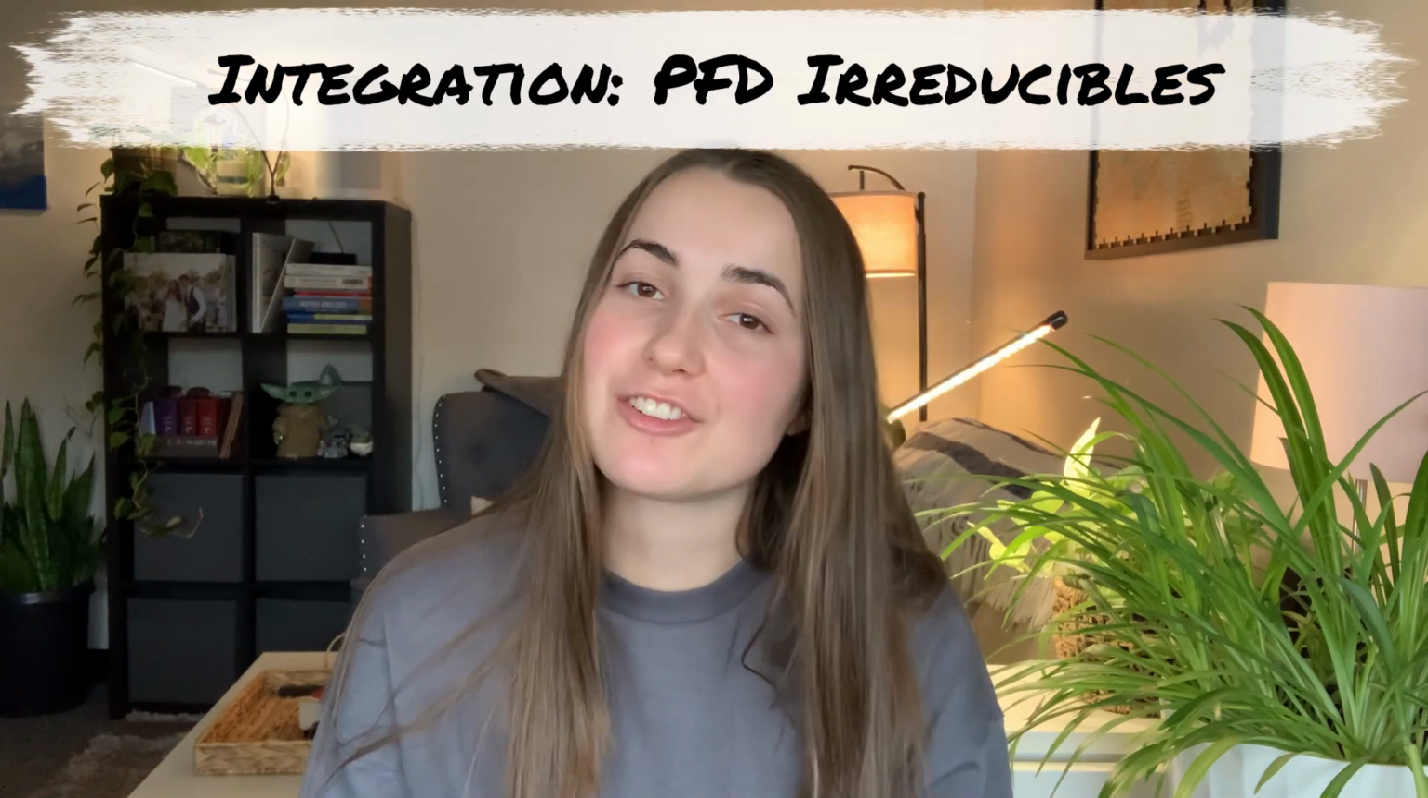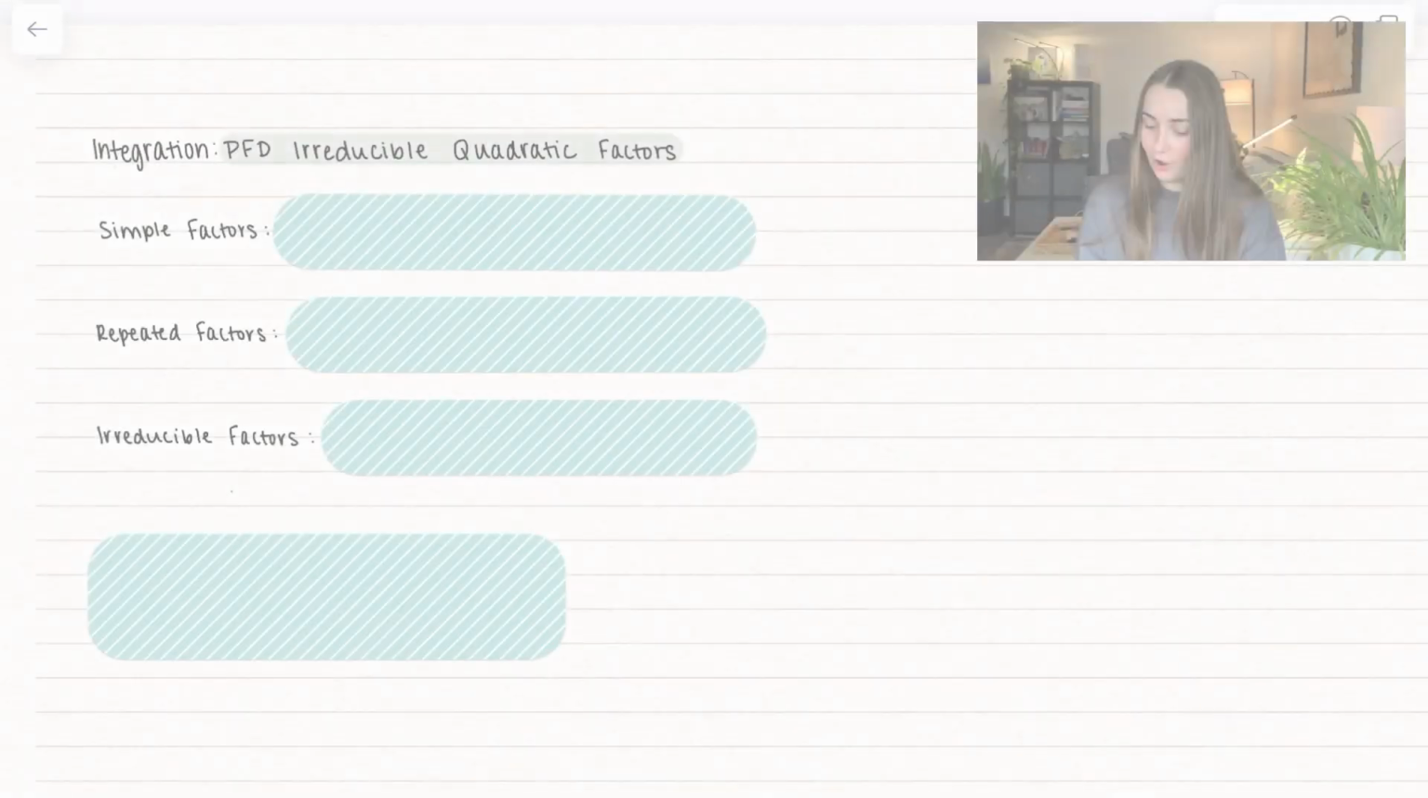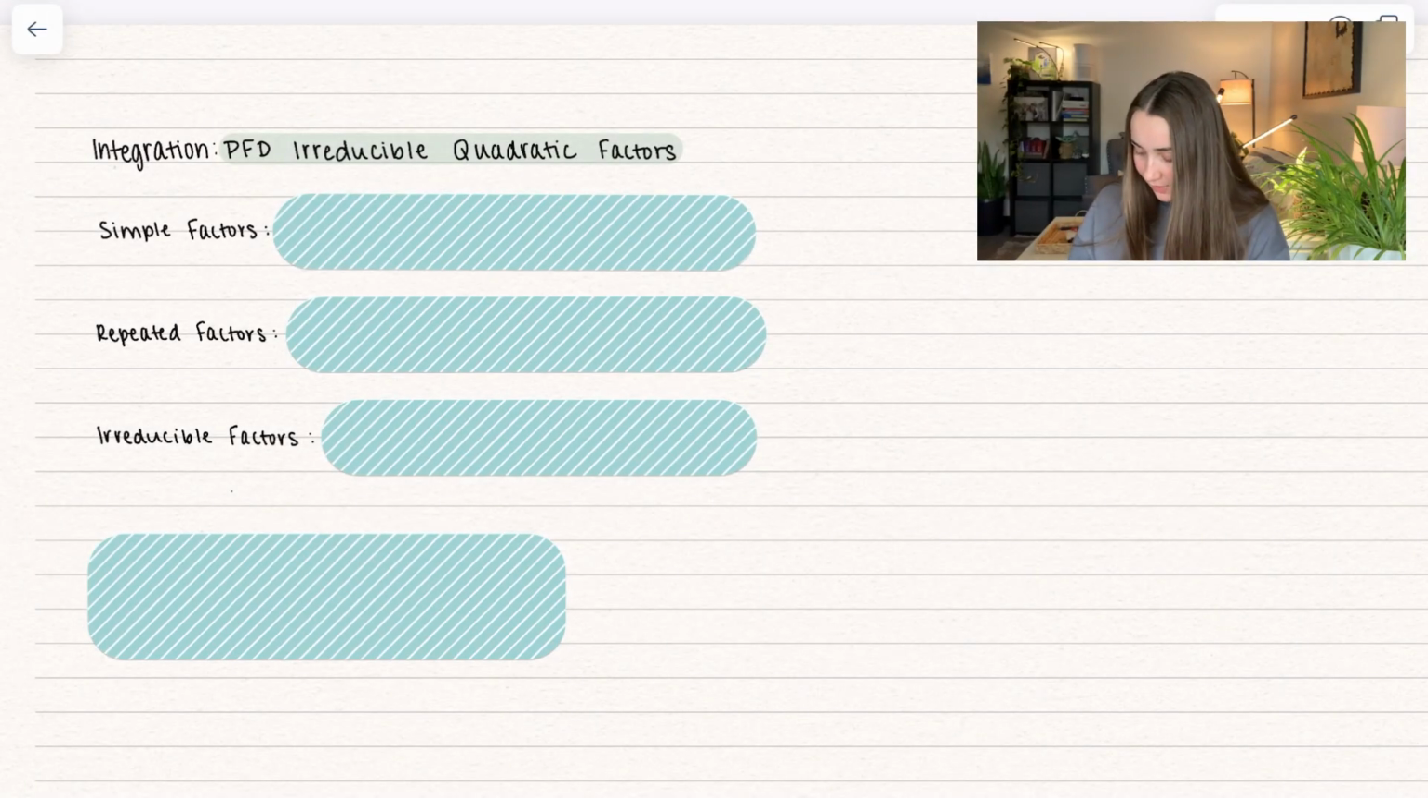Today we're working in an integration series, so we're talking about partial fraction decomposition and specifically irreducible quadratic form. Alrighty, so let's go ahead and dive into it. First we have simple factors.